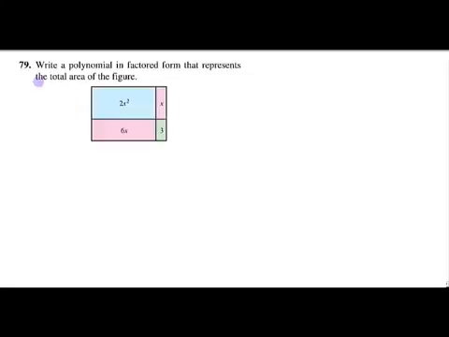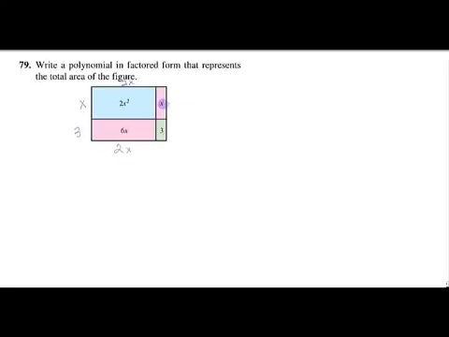Let's write a polynomial in factored form that represents the total area of this figure. If we're looking at this first part, the 2x squared, what made the area of that rectangle a 2x squared? We could say that this was x and this was twice x. You notice that we could interpret this as twice the length of this one. So that makes sense. So if this is a 2x, then that must mean that this side is a 3, because 2x times 3 is 6x.